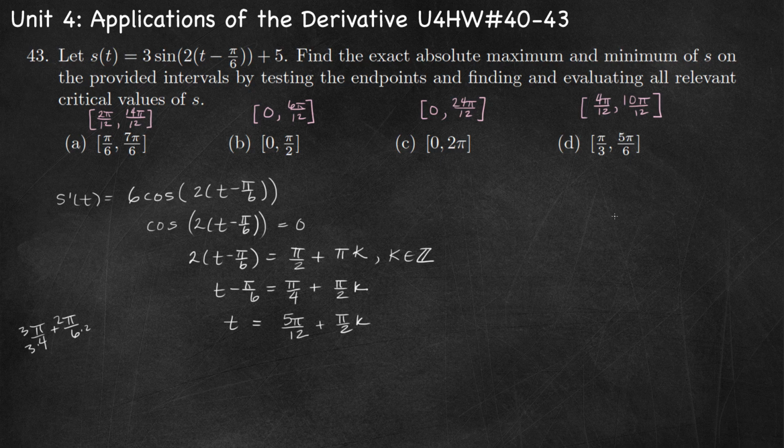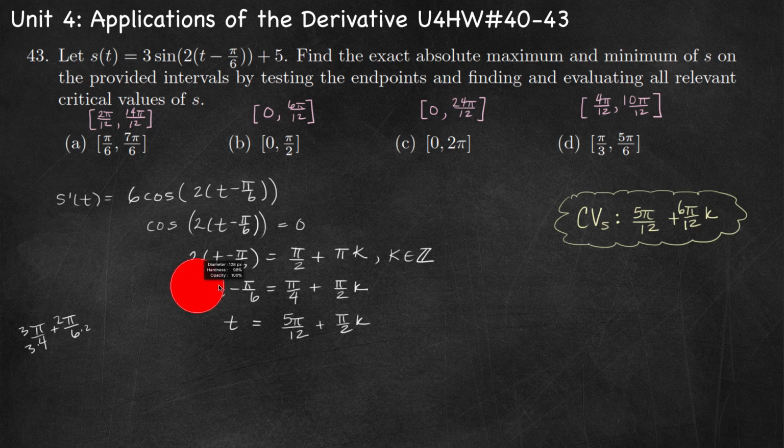Okay, so I'm going to write critical values of S are going to occur at 5 pi over 12 plus pi over 2 times k. And pi over 2 is the same as 6 pi over 12, so that'll make that a little bit easier as well. So let's keep that over here. And then I'm going to erase this and make some room.